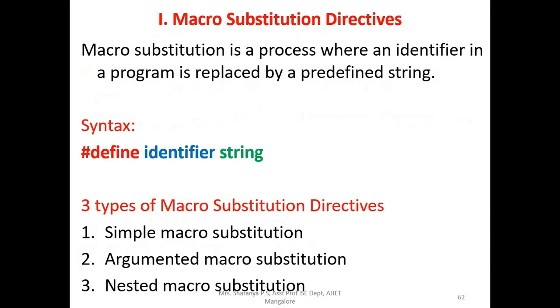We'll see these types with example codes. First one, macro substitution directives. This macro substitution is a process where an identifier in the program is replaced by a predefined string. That is, there will be a predefined string we need to mention by using the hash define keyword, and then that will get replaced wherever it finds the identifier that we use to refer to it.